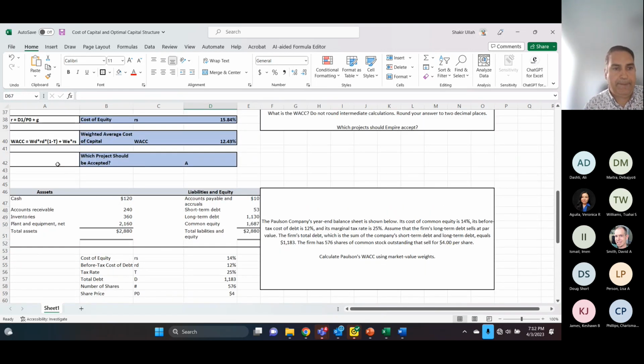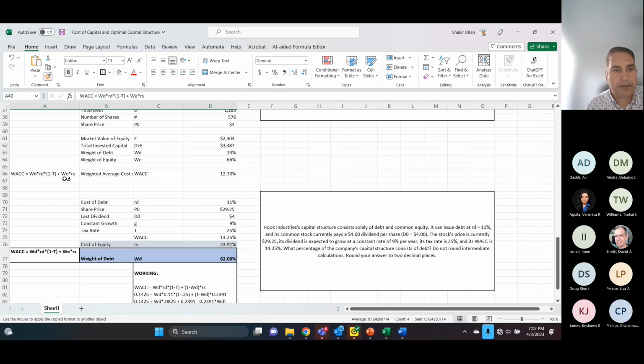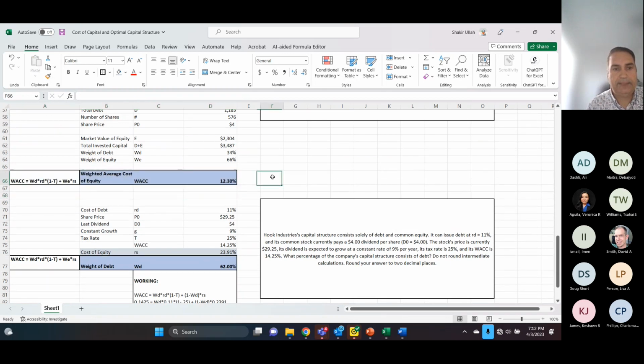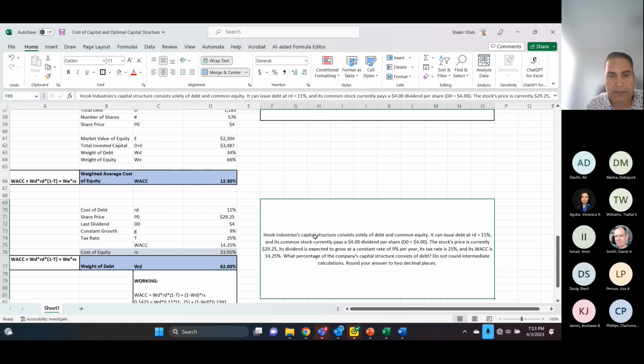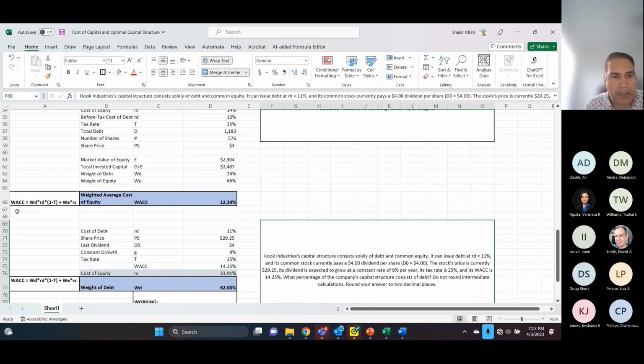All right. So let me make it in the same format. Okay, so it seems like there's another component to it, or this is a different problem. So we have another problem right here, in which the cost of debt is given to us as 11%. That's the next problem.